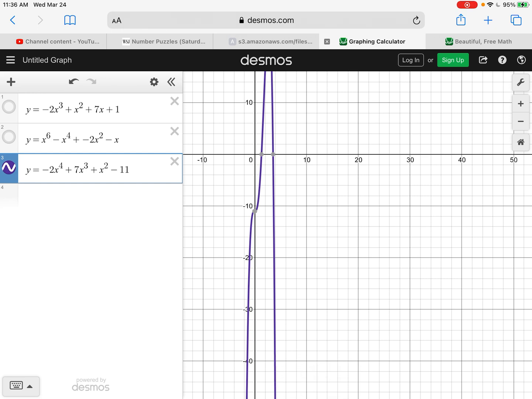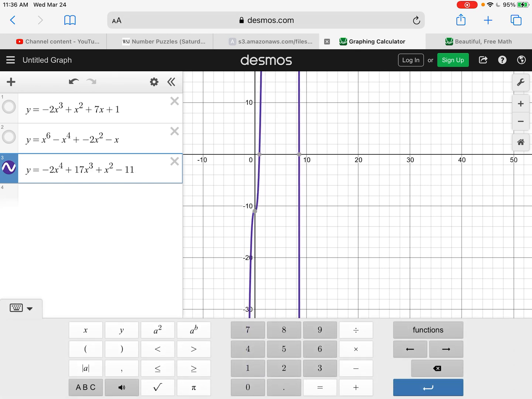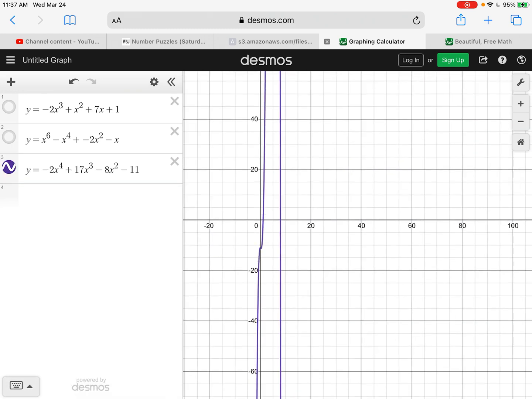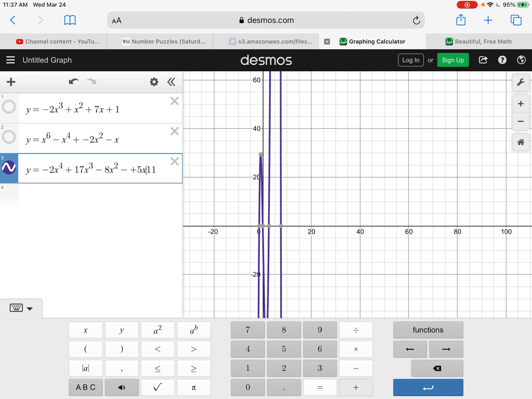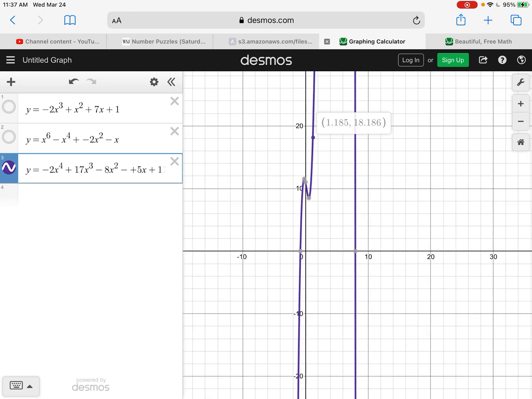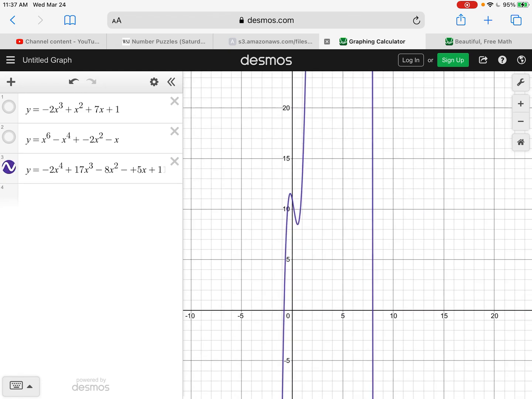And that only depends on starting with negative 2x to the fourth. I could make changes. I could put in 17 here. I could put a negative 8x squared. That changes some of the details of the graph. I could put a plus 5x here. I've changed some details of the graph. I've put a little wiggle in it.